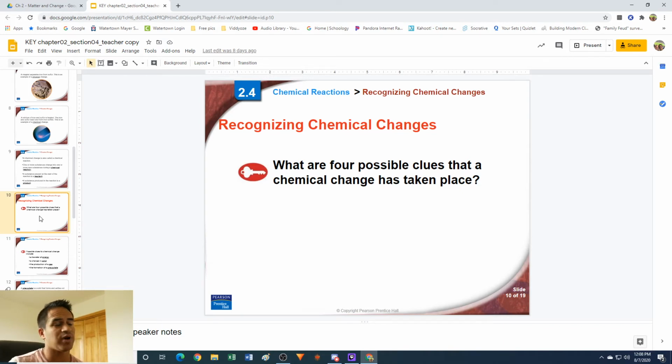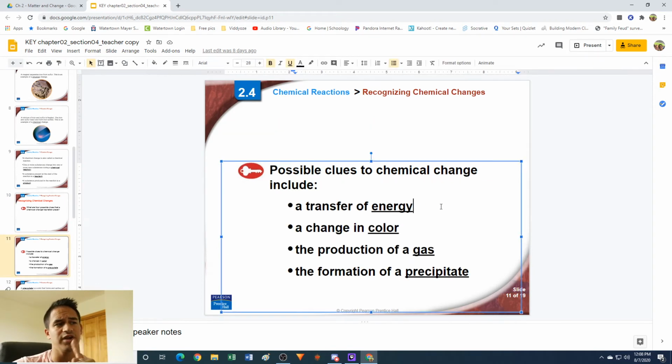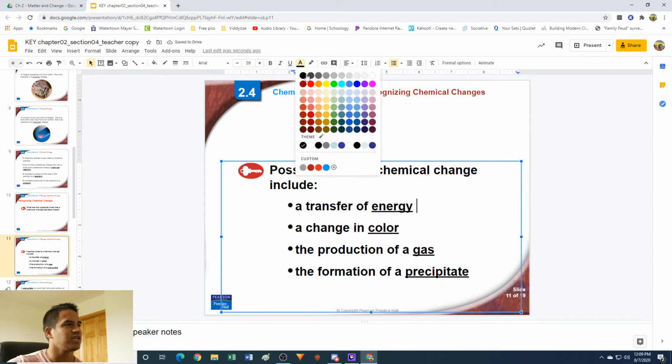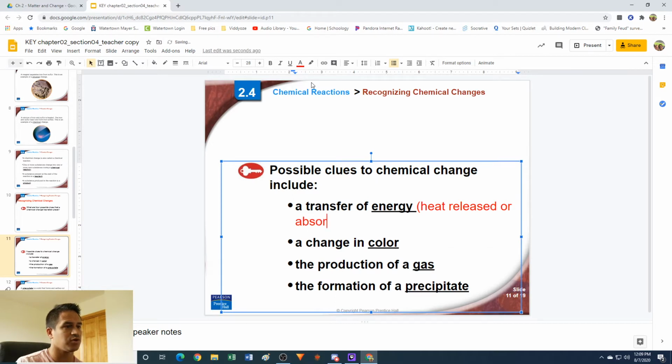All right, so what are 4 possible clues that a chemical change has taken place? Sometimes it might be difficult to know if it's a chemical or a physical change, right? So here are some clues that can help you. 1, a transfer of energy. Now, you might be thinking to yourself, what exactly does that mean? Transfer of energy is typically when you're going to have either heat released or absorbed, or light released or absorbed.